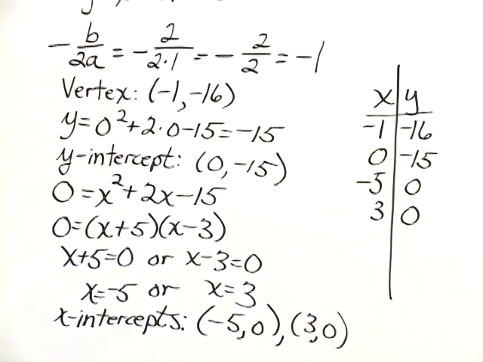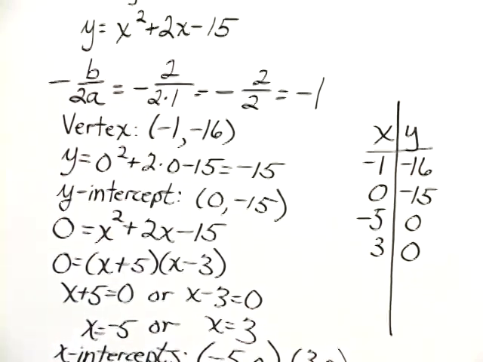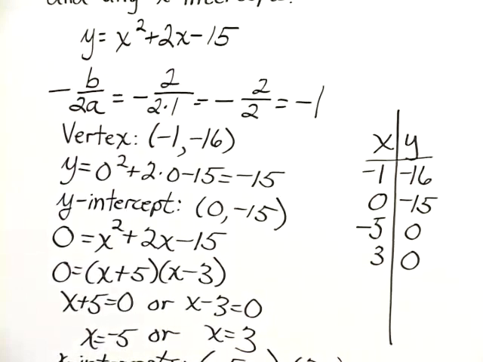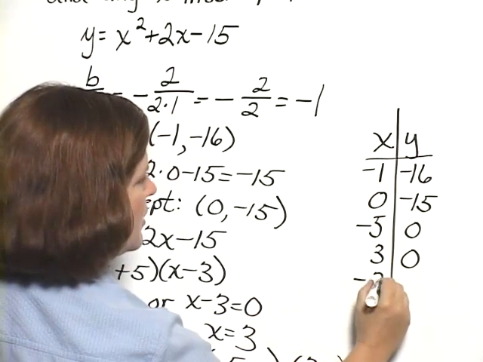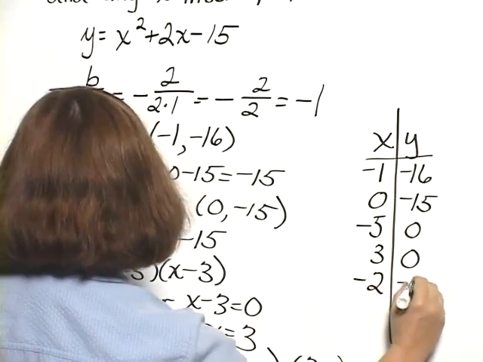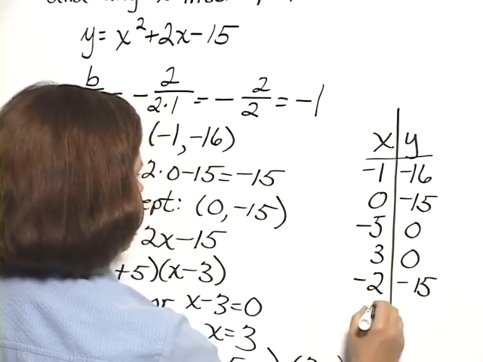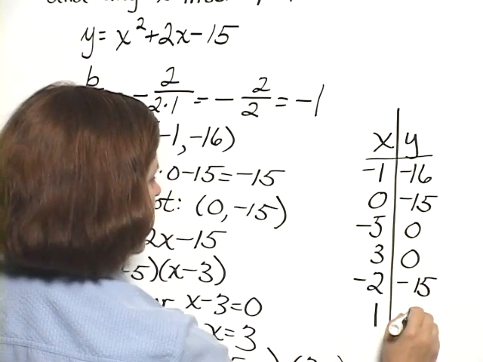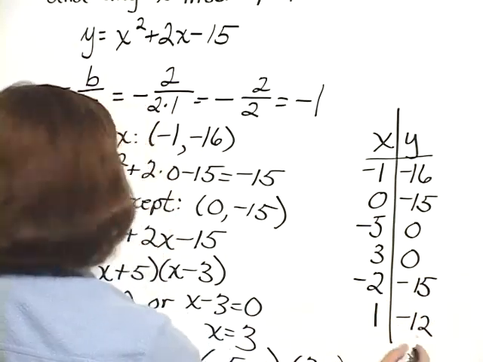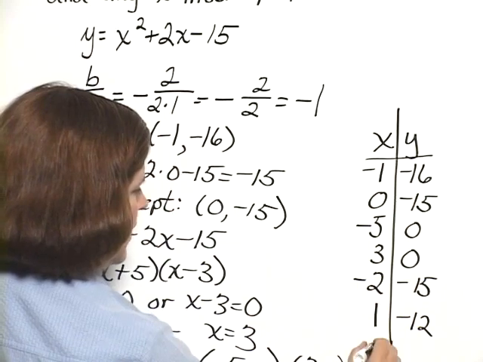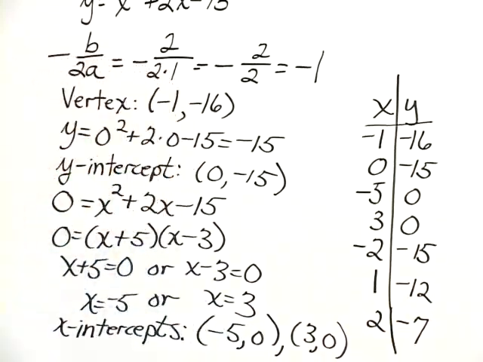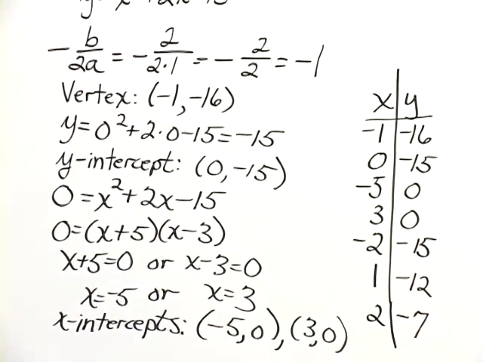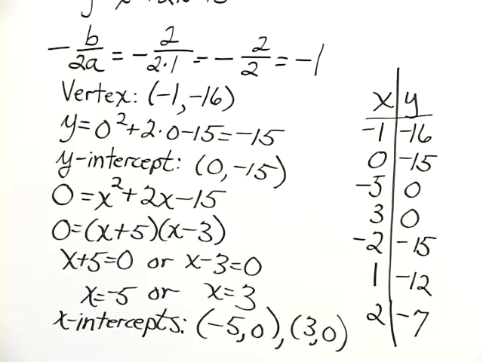And we can find a few more points on the graph by choosing some values for x and finding the corresponding values of y. For example, if we let x be equal negative 2, we have y is negative 15. If x is 1, we have y is negative 12. And if x were 2, we'd have y equals negative 7. This gives us quite a few points with which to graph and then to connect them to graph the parabola.